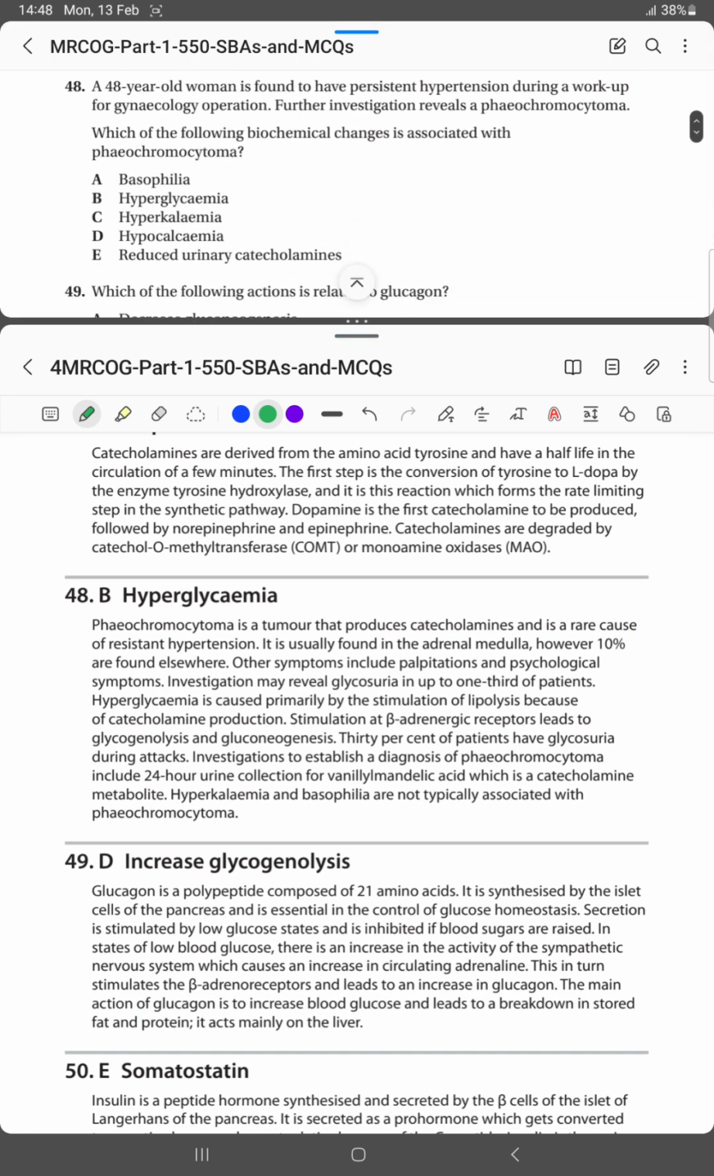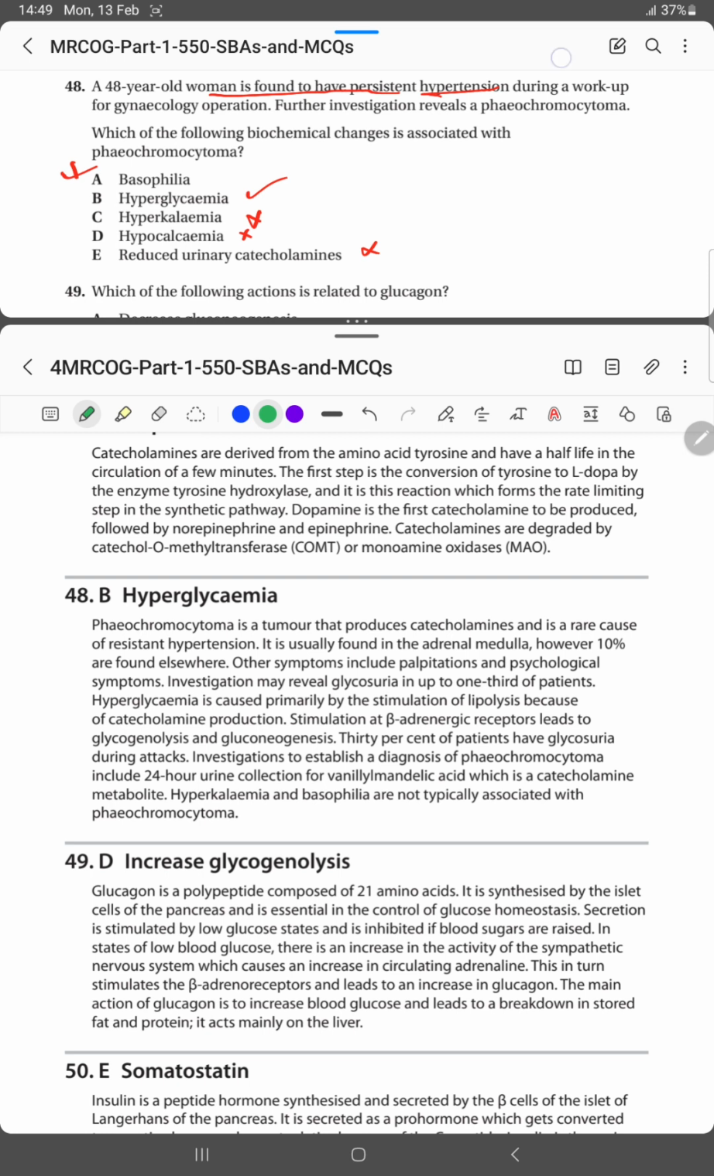Now the next question: a 48-year-old woman is found to have persistent hypertension during a work-up for a gynecological operation. Further investigations reveal a pheochromocytoma. Which of the following biochemical changes is associated with pheochromocytoma? Basophilia, no. Hyperglycemia, yes, that is true. Hyperkalemia, no. Hypercalcemia, no. Reduced urine catecholamines, no.